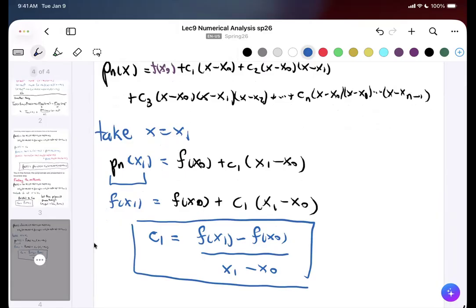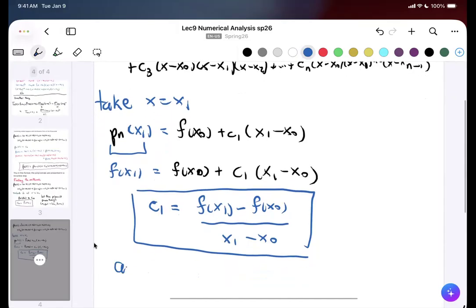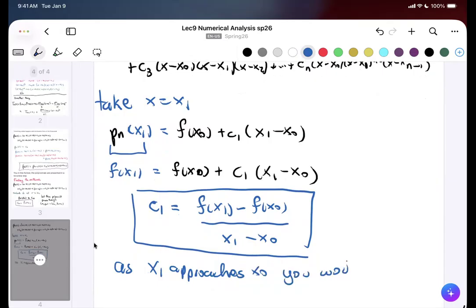That looks familiar, right? That quantity appears in many places. It's a slope of a secant line, a similar formula to the slope of a line. Also, imagine taking a limit as x1 approaches x0. That is just the first derivative at x0. So it is a finite version of the derivative. That's why it's called a finite difference, because it's a finite approximation to the derivative. So as x1 approaches x0, you would get f prime of x0.